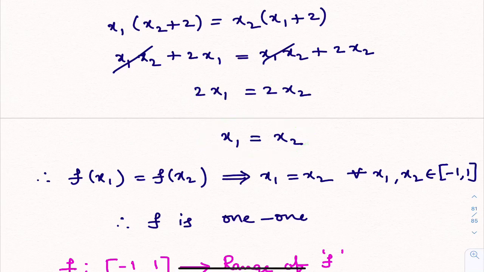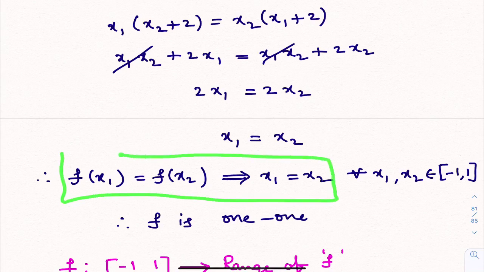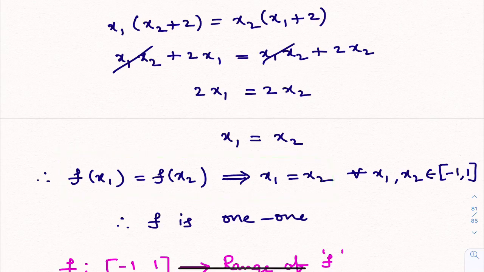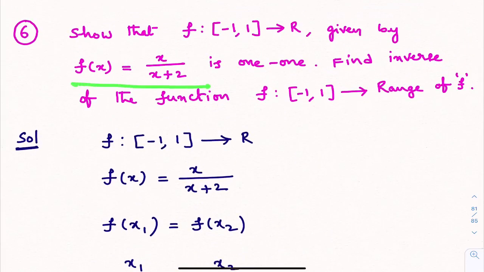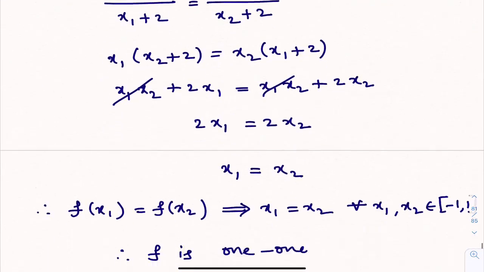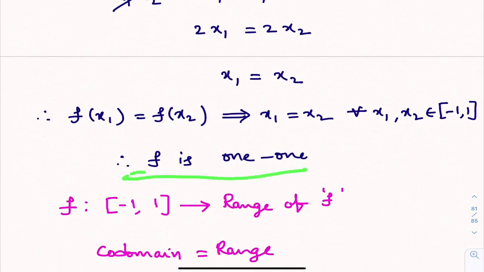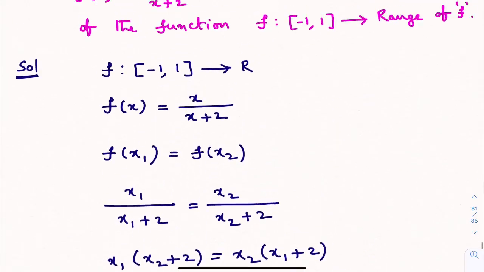By this time you already know, we did in exercise number 1.2 also, how to check whether the given function is a 1-1 function or onto function. What happened here? I considered f of x1 equal to f of x2 and I got that x1 equal to x2. From this we can say that the given function is a 1-1 function. What they are asking in the question? They are asking to show that this function is 1-1, and I proved that this function is a 1-1 function.